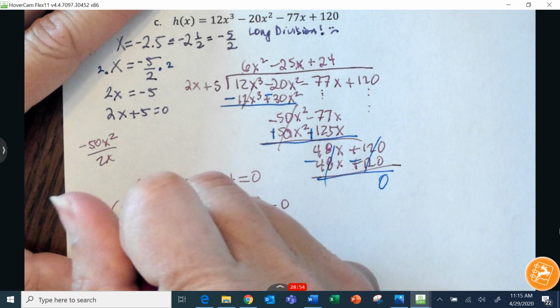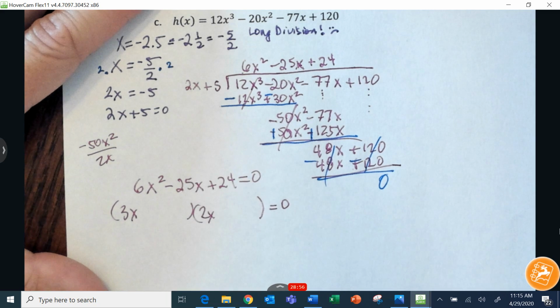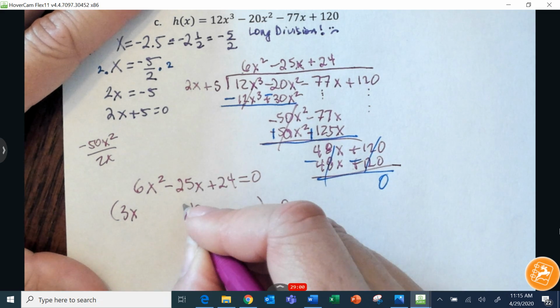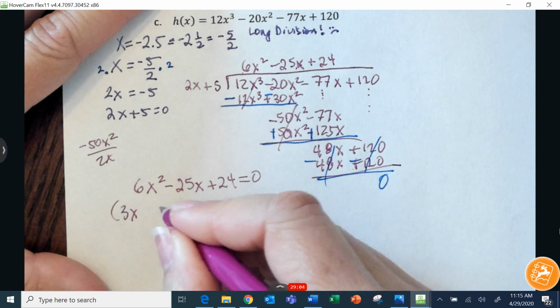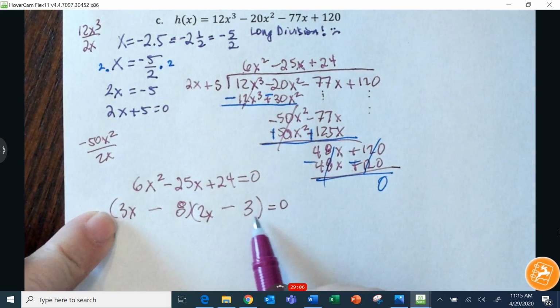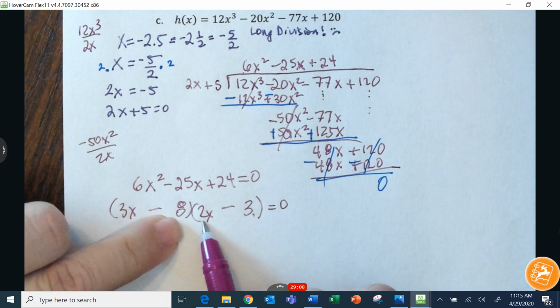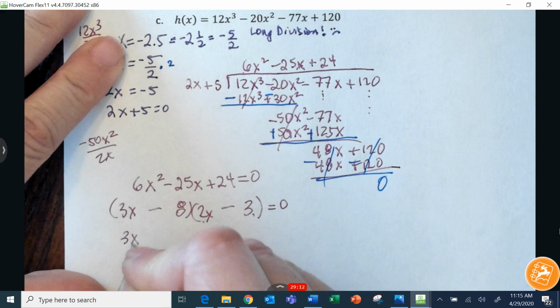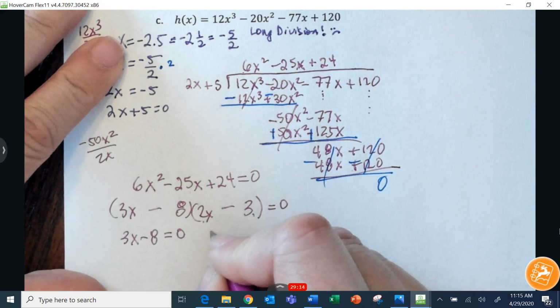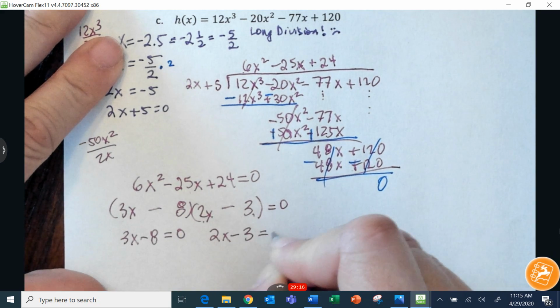I think 3x and 2x, and then 8 and 3. And they'll both be minus. Let's just double check that. That's going to give me 9x, 16x, which gives me 25. All right, so I've got 3x minus 8 equals 0. 2x minus 3 equals 0.